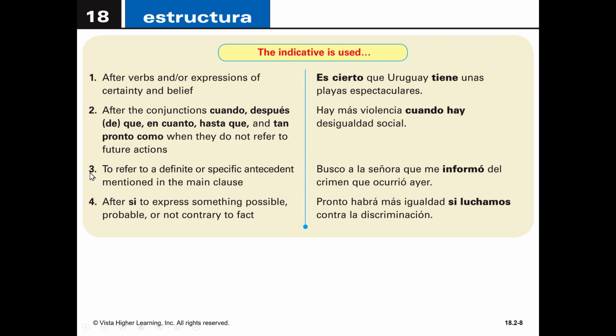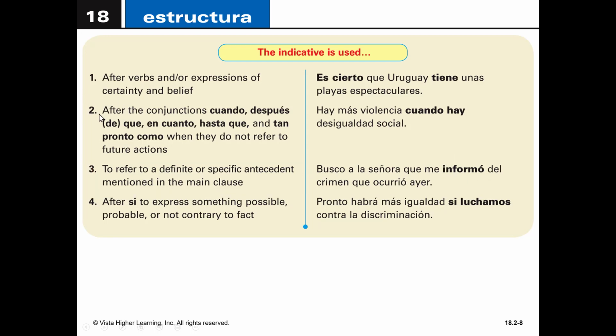Let's take a look at number 3. If you're referring to something definite that you have mentioned in the main clause, you are going to use the indicative. For example, busco a la señora que me informó del crimen que ocurrió ayer. So this lady informed me of a crime that happened yesterday. So I know this person and this happened. That's for certain. Therefore, I'm going to use the indicative.